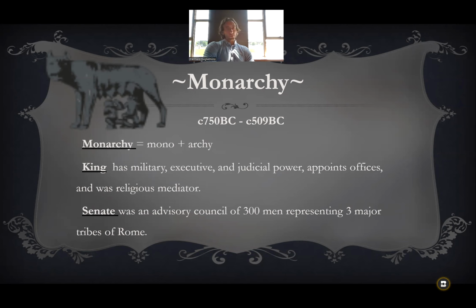Now, beneath the king, we had a Roman Senate established. And as it says here, that was an advisory council of 300 men that would represent the three major tribes in ancient Rome. So even in its first form of government, we did have a Senate. Why is the Senate important? Because the Senate's going to remain a central point of the Roman system as we move forward.